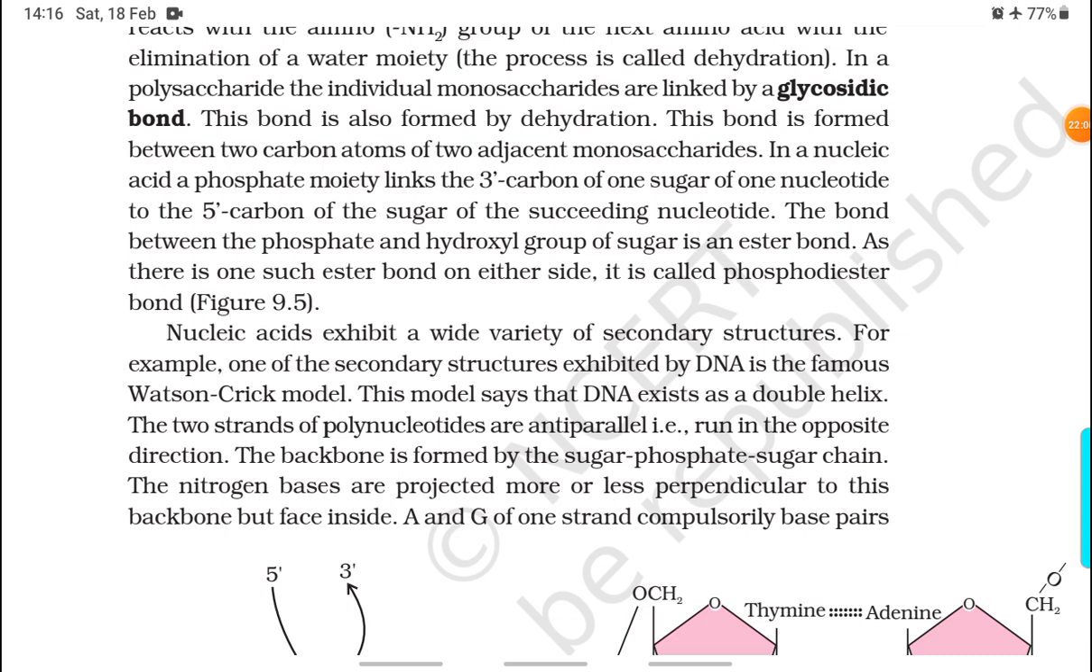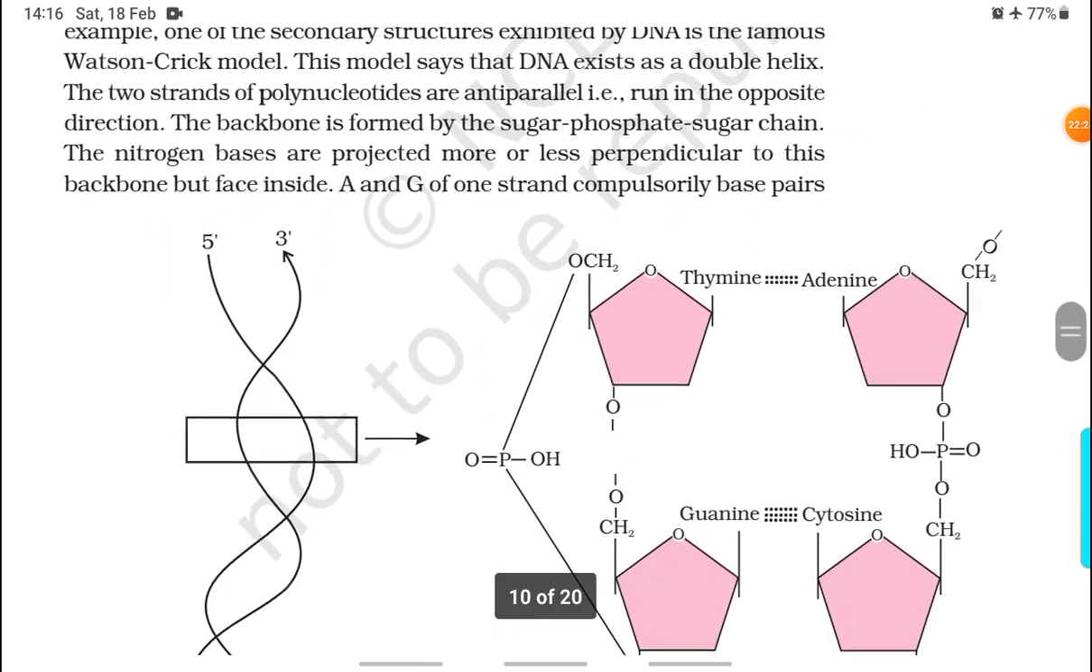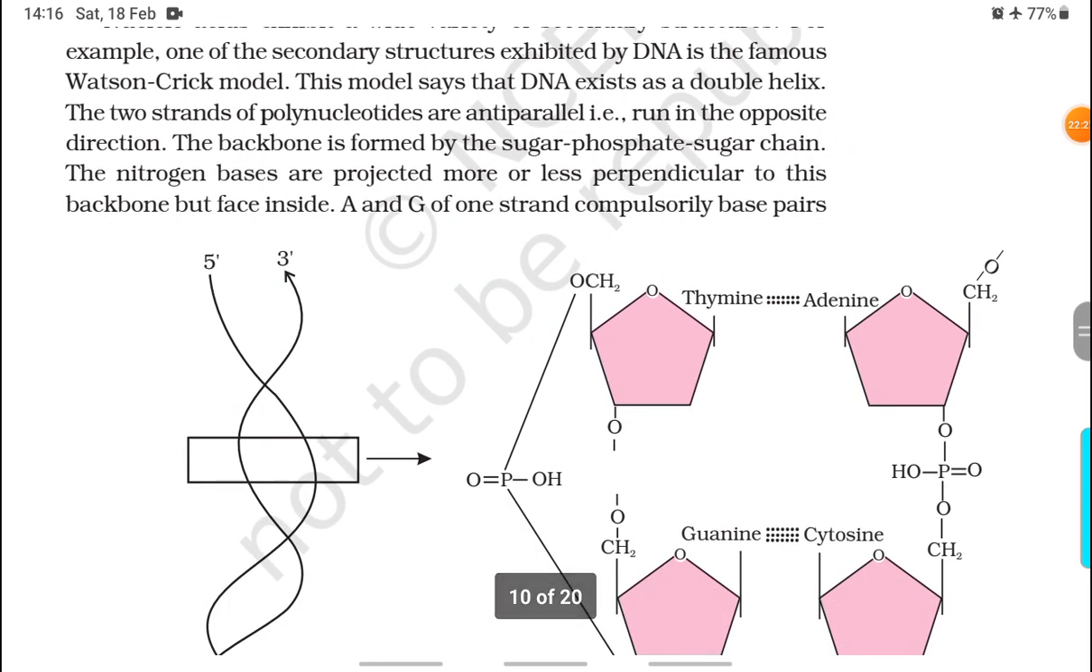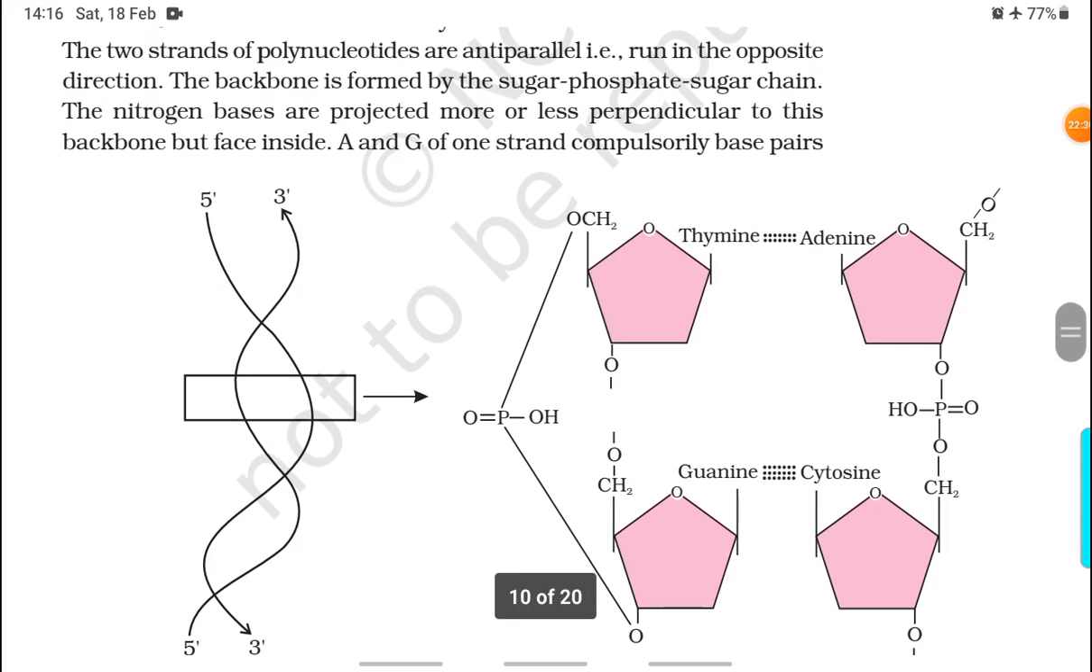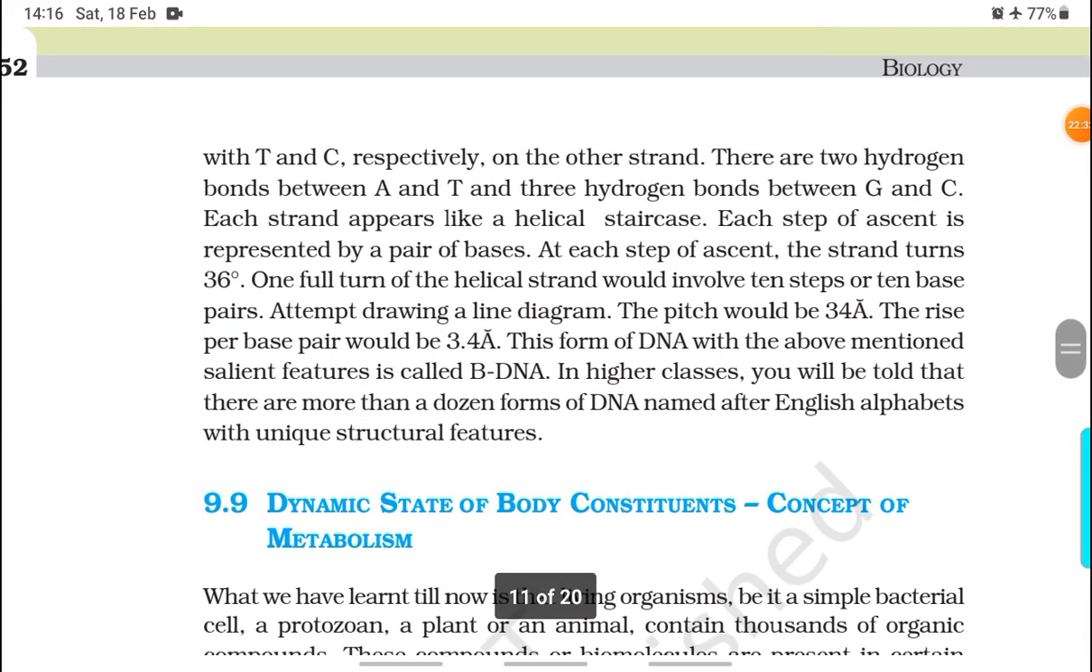This model says that DNA exists as a double helix. The two strands of the polynucleotides are antiparallel, that is, they run in opposite directions. The backbone is formed by a sugar-phosphate-sugar chain. The nitrogen bases are projected more or less perpendicular to this backbone but face inside. A and G of one strand compulsorily pair with bases T and C respectively on the other strand. There are 2 hydrogen bonds between adenine and thymine and 3 hydrogen bonds between guanine and cytosine.